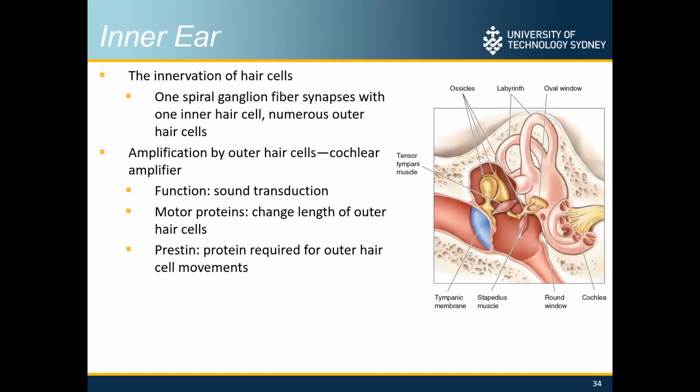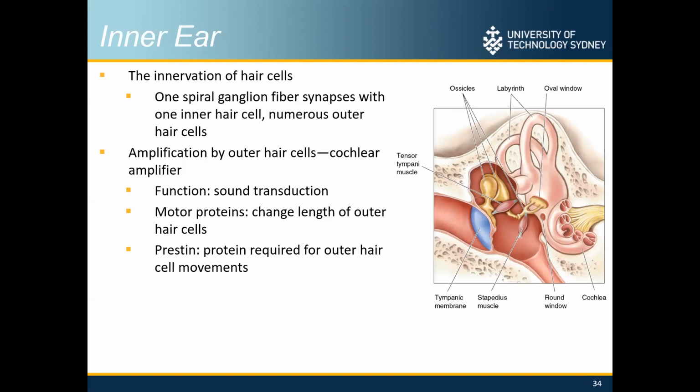Beyond the hair cells, it was determined that one spiral ganglion fiber synapses with one inner hair cell and numerous outer cells. Now, there are functional differences between the inner and outer hair cells. As we discussed in the previous slide, inner hair cells are responsible for transducing an action potential, which is propagated to the brain, while the outer hair cells, on the other hand, act more as a cochlear amplifier. What this means is that it supports the signals generated in the inner hair cells by influencing the bending of the cilia.